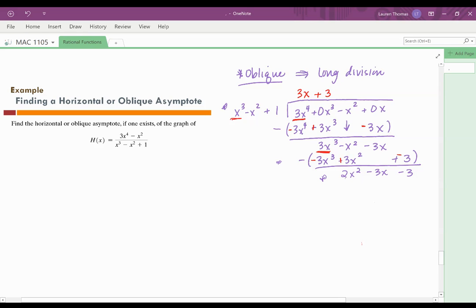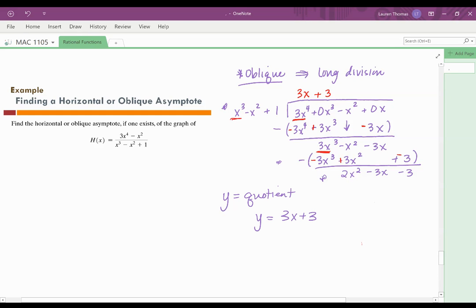We have to stop. So when we're looking for the oblique asymptote, we're not interested in what the remainder is. We could really care less what it is. We're interested in what the quotient was, which is this polynomial that's sitting on top of our division symbol. So when they ask us where is the oblique asymptote, we're going to tell them our oblique asymptote is y equals whatever the quotient is. And for us, the quotient is y equals 3x plus 3. That's going to be our oblique asymptote.